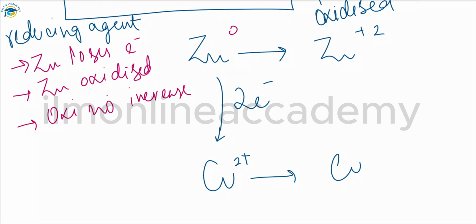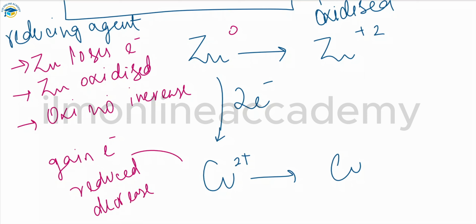So based upon these redox reactions, the reducing agent is zinc, and the oxidizing agent is copper. Copper gained the electrons from zinc and was reduced. The other feature is that the oxidation number decreases, from plus 2 to 0. So based upon these redox reactions you can also write the half equations, in which zinc, the more reactive one, loses electrons and forms the zinc ion, right? We can also write the half equation of copper.